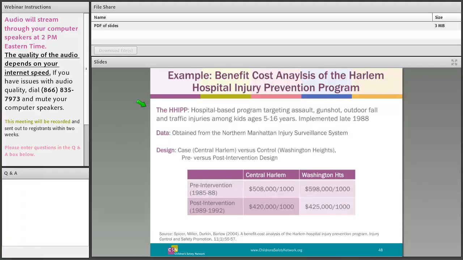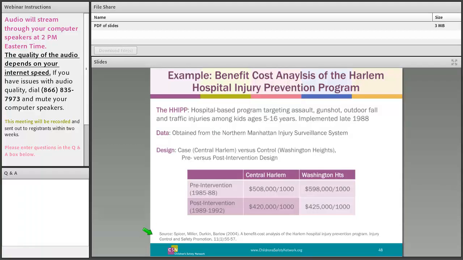So just a quick recap, the Harlem Hospital Injury Prevention Program is a hospital-based program targeting assault, gunshot, outdoor fall, and traffic injuries among kids ages 5 to 16. Again, implemented late 1988. Same data, the Northern Manhattan Injury Surveillance System.